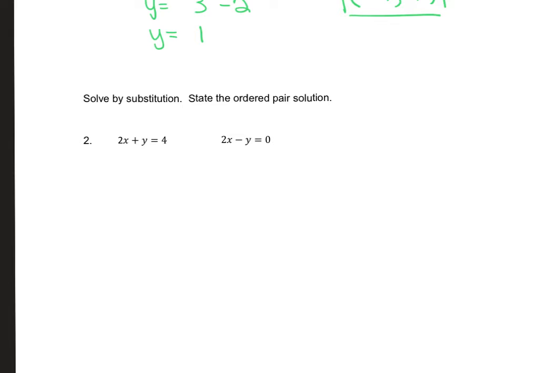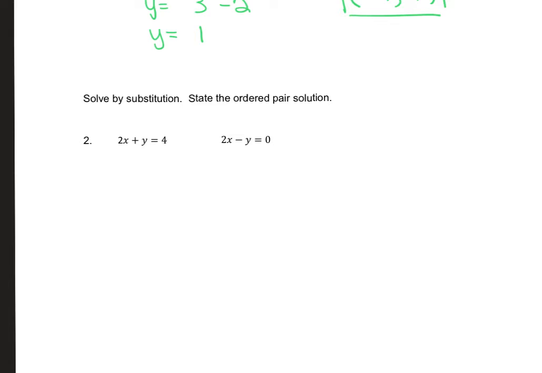For substitution, we need to get one of the variables by itself. It does not matter if it's a y, it does not matter if it's an x. You do not need to have it in slope-intercept form, okay? You are going to ultimately have the choice on what you are isolating, which variable you are getting alone. The easiest variable to get alone is going to be the one without a coefficient by it.